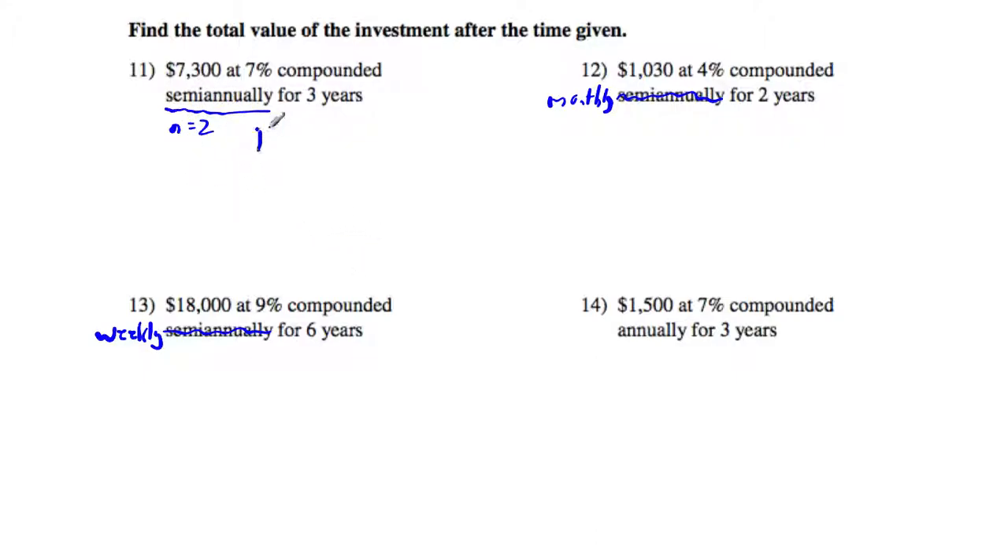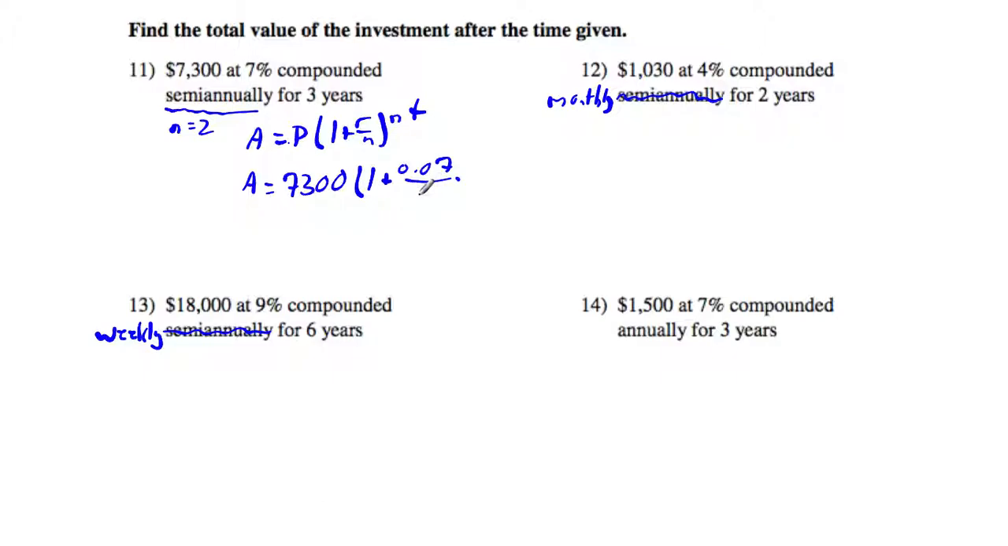So if we look at that formula, we're going to have A for account balance, right? A is equal to P times 1 plus R over N to the NT power. So we're looking for A, the account balance. P is going to be the principal amount. So how much should we start with? 7,300. We multiply that by 1 plus the rate. Now the rate is 7%, so that's going to be 0.07.